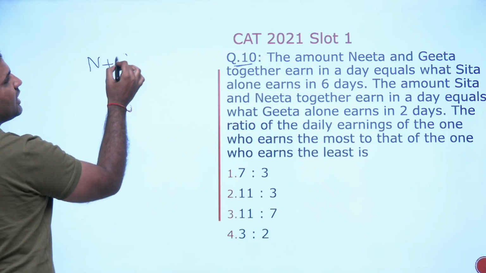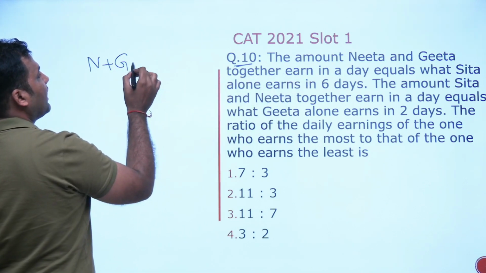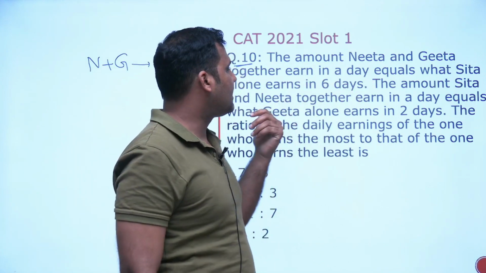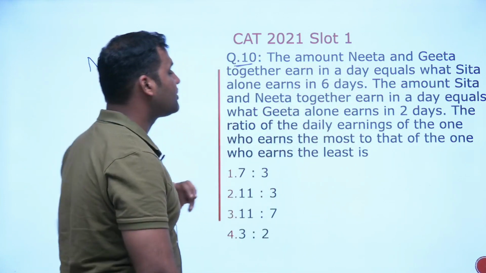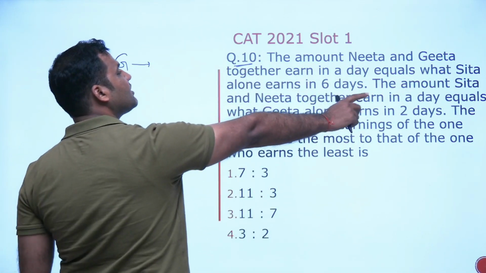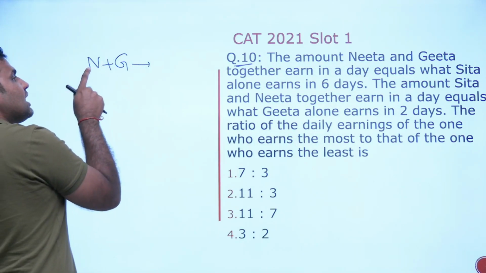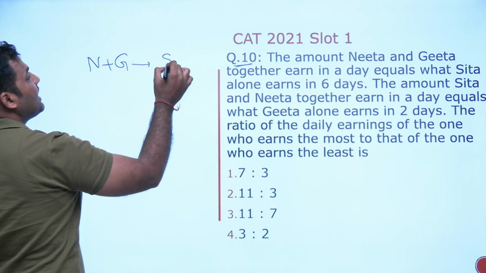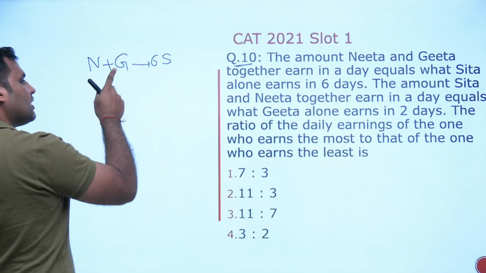Neeta and Geeta together, in one day, whatever work they do, whatever they earn in one day, earning means the amount of money that they get, will be the same as what Sita earns in 6 days. Now Sita gets the same money by working 6 days as Neeta and Geeta get by working one day. So can I say Neeta and Geeta's 1 day's work will be the same as Sita's 6 days' work? The money that Sita earns in 6 days is what Neeta and Geeta earn together in one day.